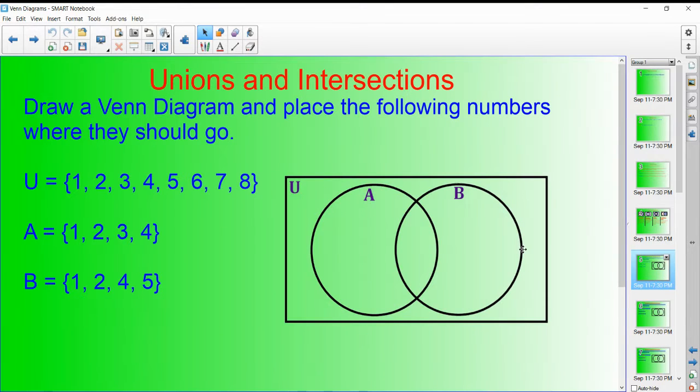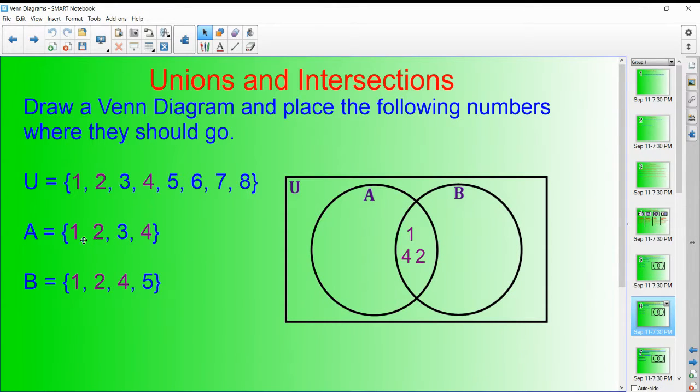So how we organize our list, I like to start from the center. Let's say our universal set is the integers 1 through 8. So in this universe, the numbers 1 through 8 have to be placed. Now, set A is this whole circle, including the intersection. And set B is this whole circle, including the intersection. So what I look for first is out of these 8, which ones belong to the intersection? Which numbers belong to both A and B?